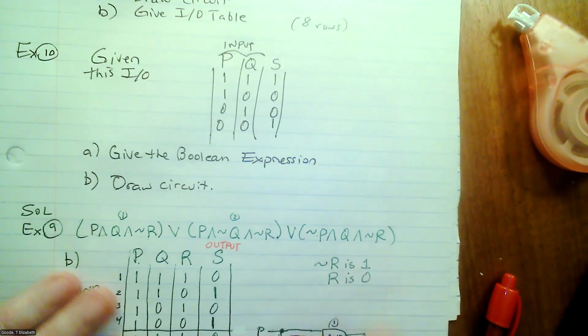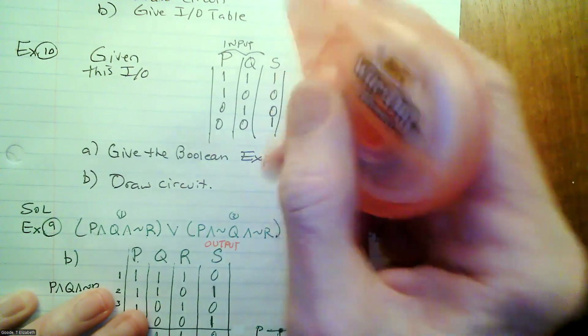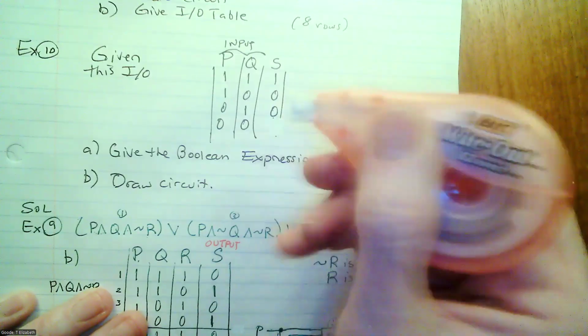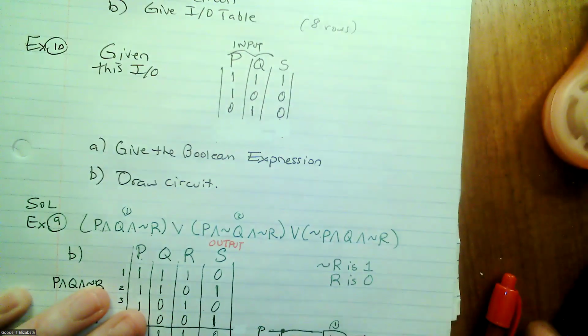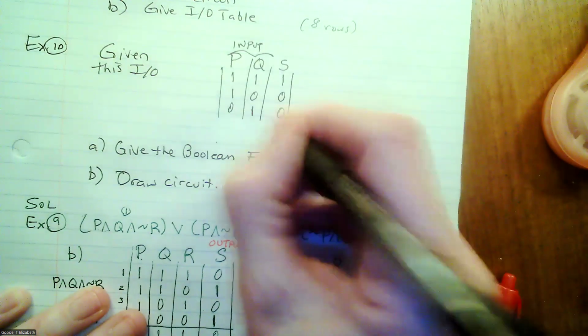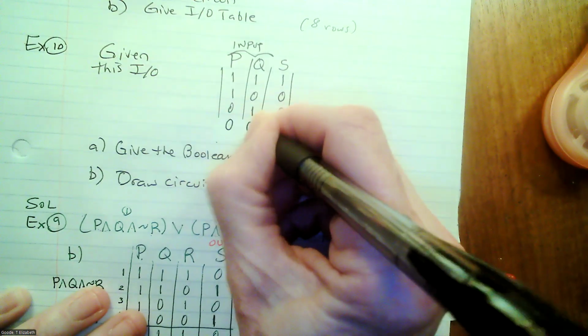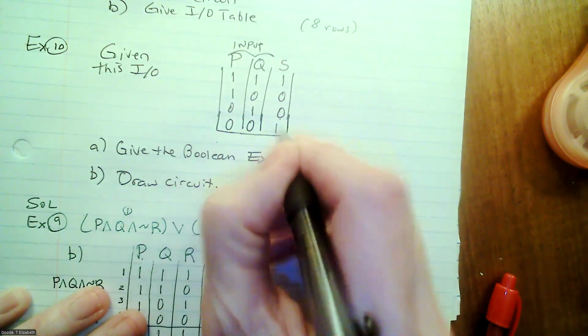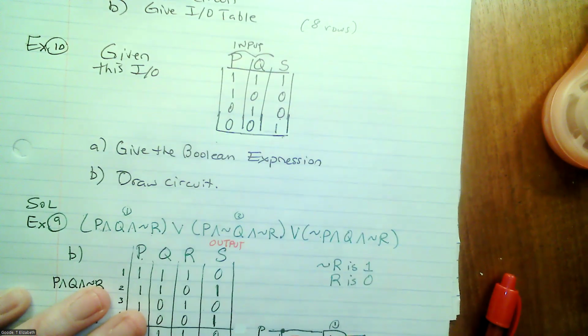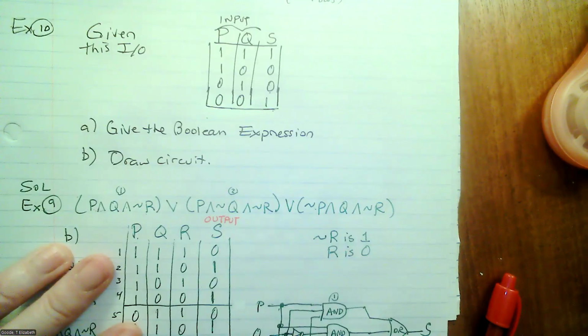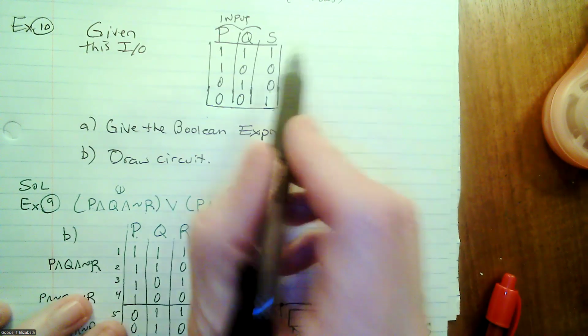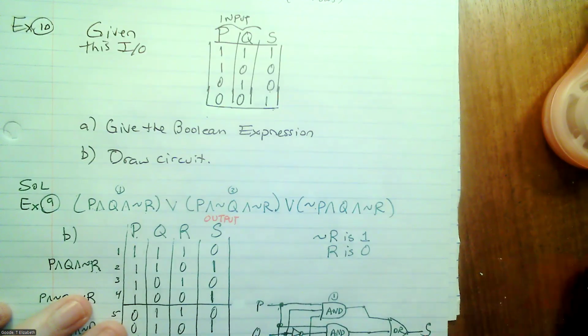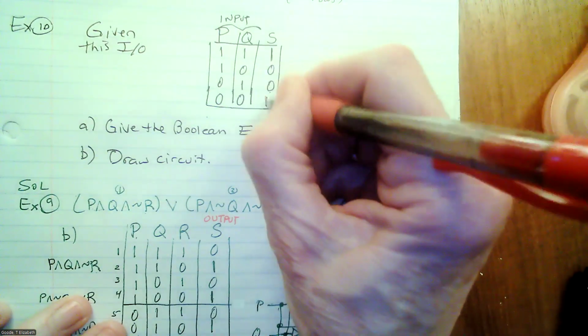Now, what if we're given the IO table? If we're given the IO table, we could get the Boolean expression first. How do we get it? We look where the ones are. So the ones would be here and here.